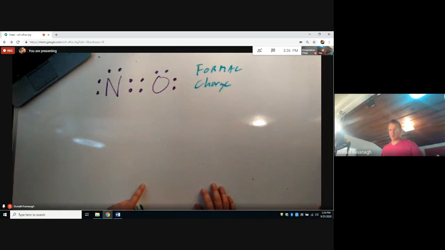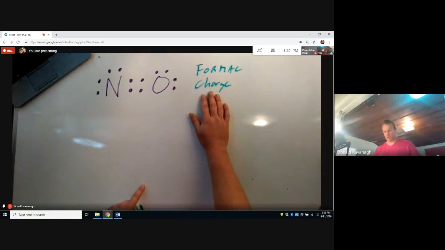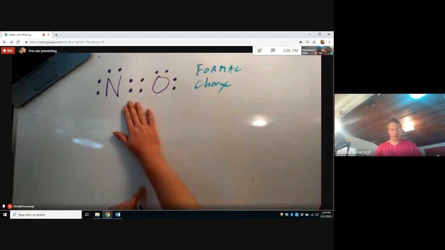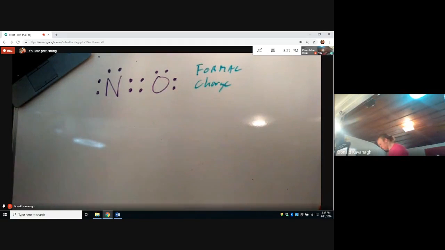the octets. To calculate the formal charge, you need a Lewis dot structure and your periodic table, and you need to be slow and steady with your arithmetic.